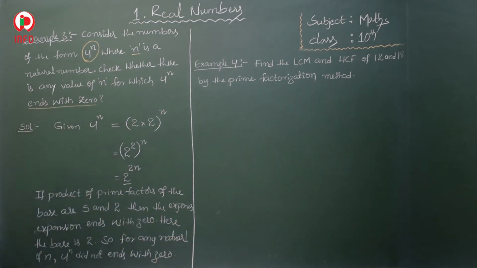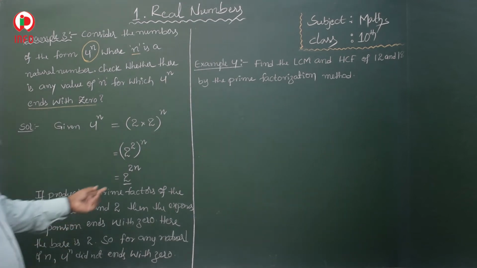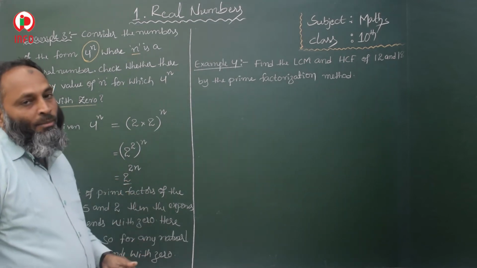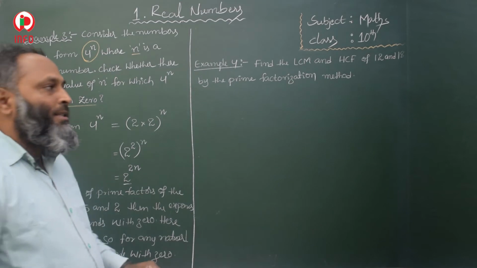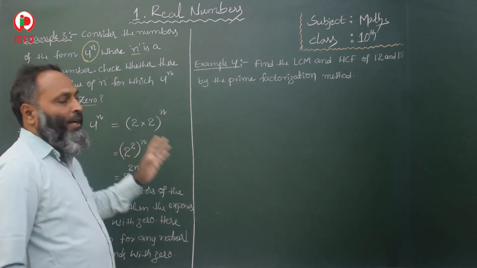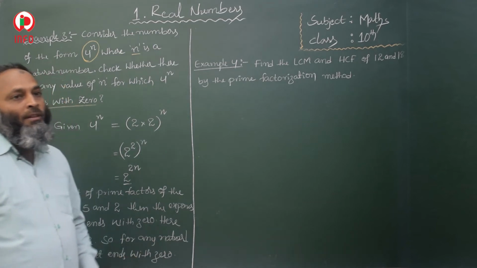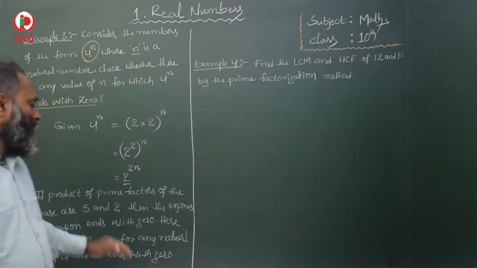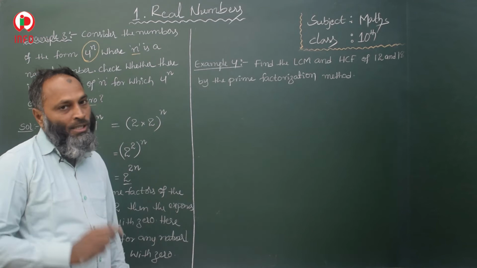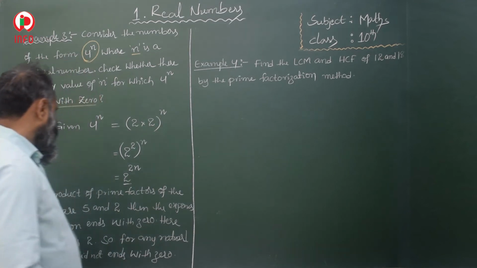Okay, it does not end with 0. If the base is a product of the prime factors 5 and 2, then the expansion of the base to the power n ends with 0, otherwise it won't end with 0. This is the answer.